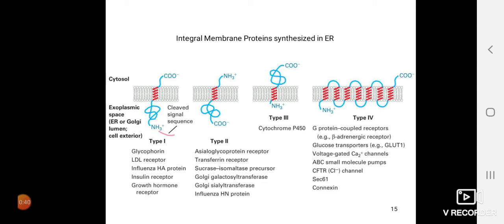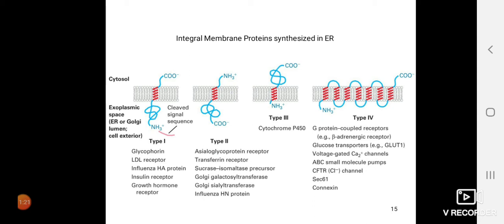Based on that, people have classified these into groups: type 1, type 2, type 3, type 4. Type 1 proteins have the normal orientation of N and C terminal. They have an exoplasmic N terminal and a cytoplasmic C terminal, a smaller cytoplasmic terminal and a larger N terminal. Examples are glycophorin, LDL receptor, influenza HA protein, insulin receptor and growth hormone receptor.